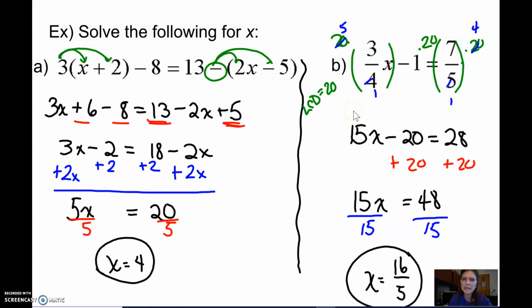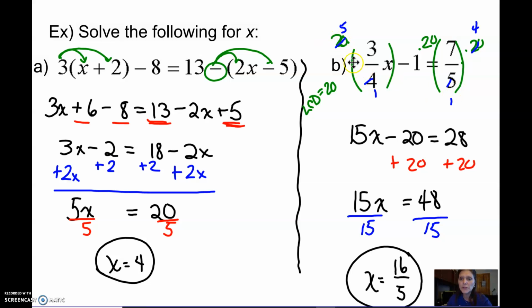Another type of pretty basic equation we're going to encounter in this chapter is dealing with fractions in our equations. Most folks recall that we have to get a common denominator, something that all of our denominators will divide into. In this case, my original denominators were 4 and 5. I know that 20 is divisible by both of those.